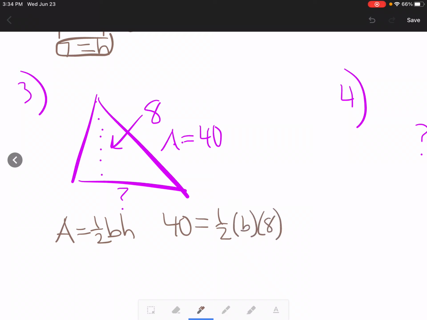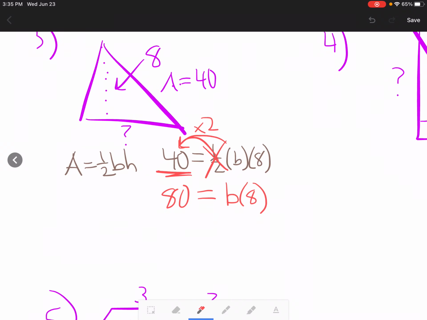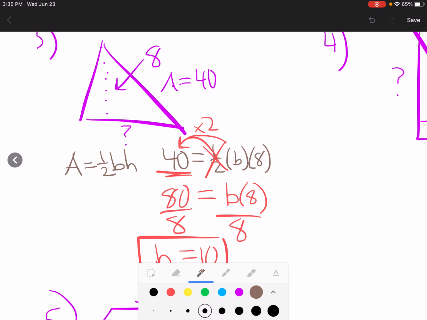Now, to make everything a lot smoother, I think it works well if we just multiply everything by 2. You can think of it like this. We're going to move this 1/2 over there by timesing by 2. So when we do that, we will get 80 equals b times 8. By multiplying by 2, we double up what's on this side, and we get rid of our 1/2. Now we have an equation that's a little easier to solve. We do a little division, and we get b is equal to 10. Our base has to be 10. Let's do another example of that.